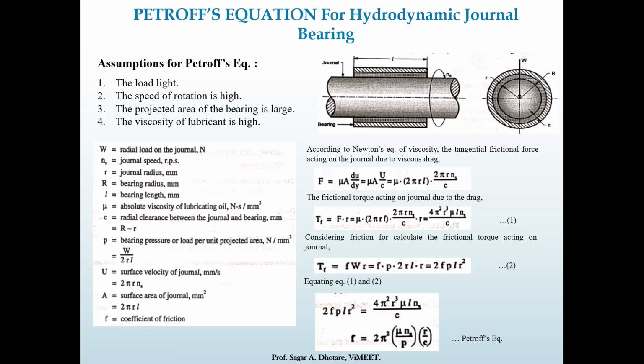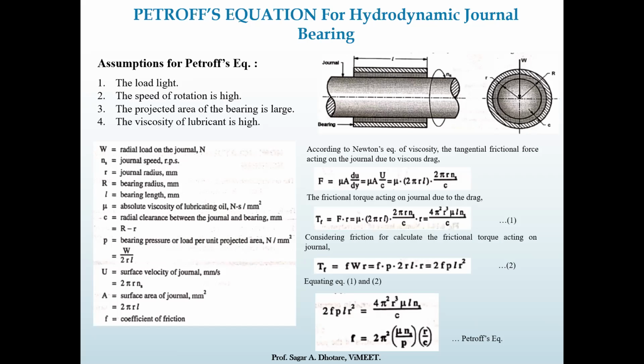Next, the frictional torque acting on the journal due to the drag is F into r. So the final equation is 4 pi square r cube mu L n_s divided by c. By considering the friction for calculation, the frictional torque acting on the journal T_f is equal to f into W into r, that is 2 f p r L square. When we compare equation number 1 and 2, in one equation we haven't considered friction, and in the second equation we have considered friction.